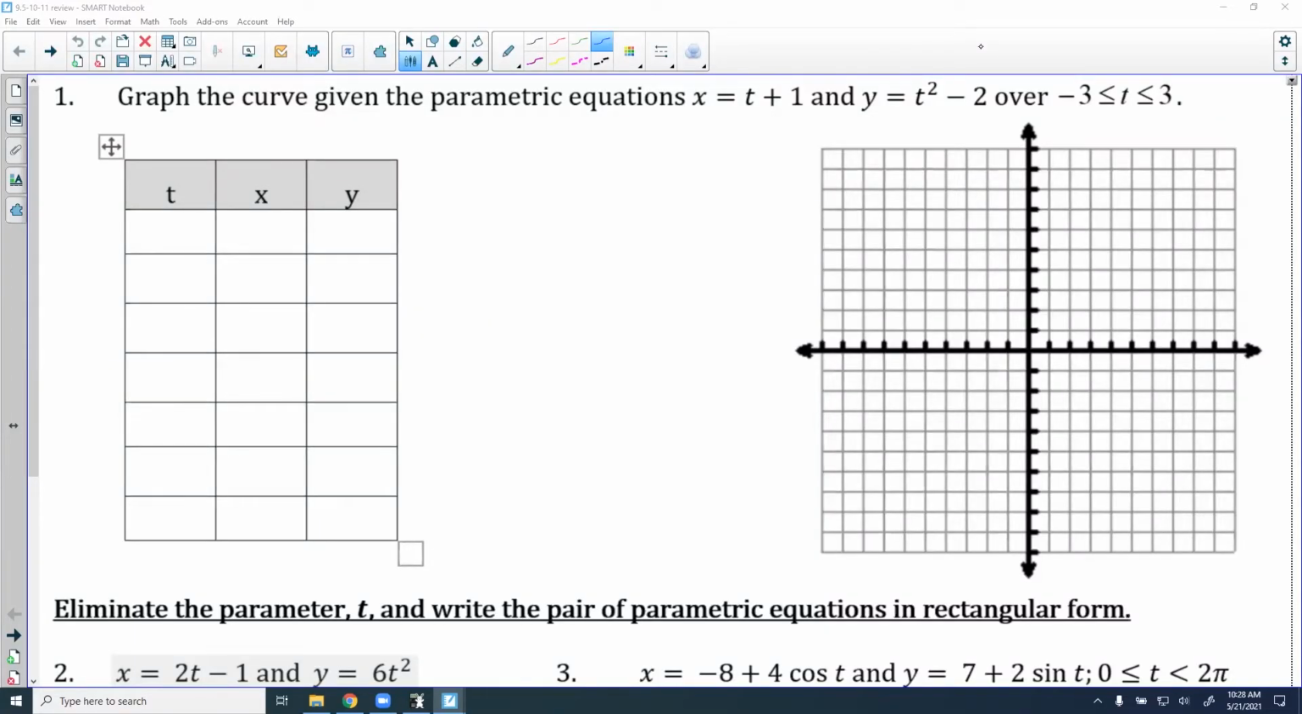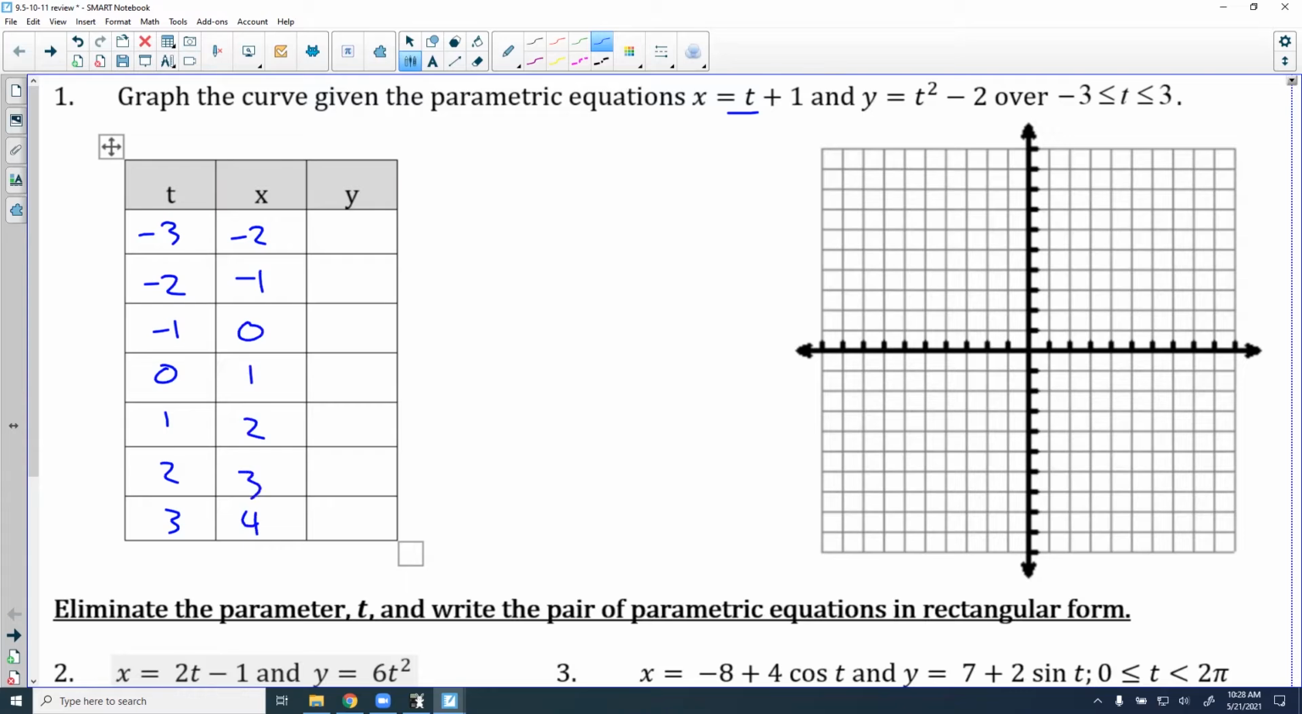Graph the curve given by the parametric equations x equals t plus 1 and y equals t squared minus 2 over -3 to 3. So let's go -3, -2, -1, 0, 1, 2, and 3. And we're going to plug those into the t value for x. So we have -2, -1, 0, 1, 2, 3, and 4.